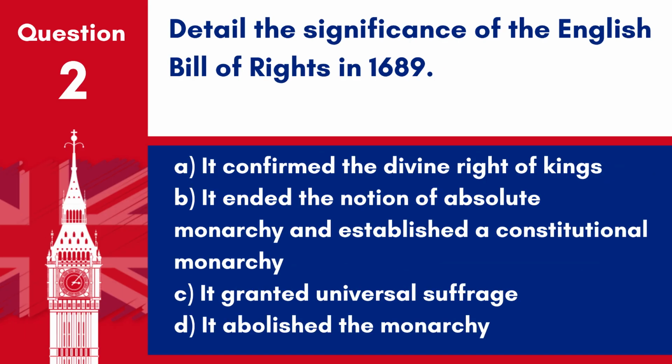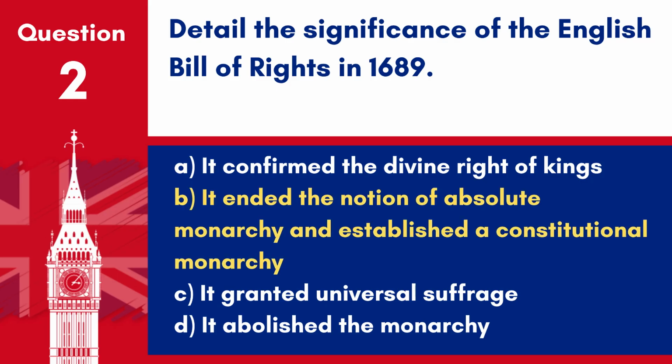Question 2. Detail the significance of the English Bill of Rights in 1689. A. It confirmed the divine right of kings. B. It ended the notion of absolute monarchy and established a constitutional monarchy. C. It granted universal suffrage. D. It abolished the monarchy.